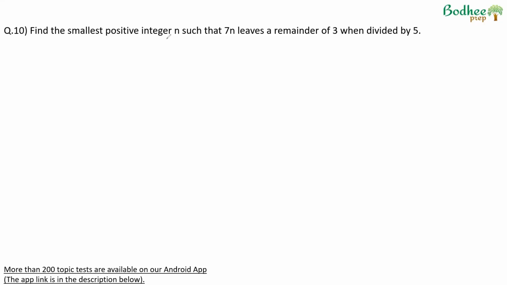Find the smallest positive integer n such that 7n leaves a remainder of 3 when divided by 5. Smallest positive integer, 7n. So let's start putting values. If n is 1, this becomes 7, n is 2, it becomes 14, n is 3, becomes 21, 28, 35, and so on. Since you are going to check with 5, I need 5 numbers. 7 divided by 5 is a remainder of 2. 14 divided by 5 is a remainder of 4.